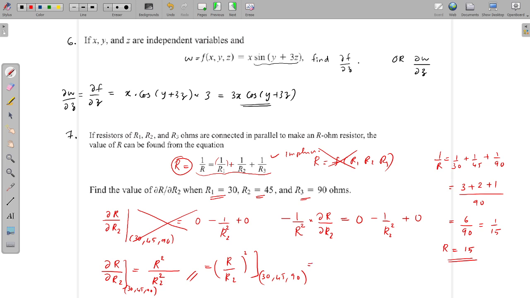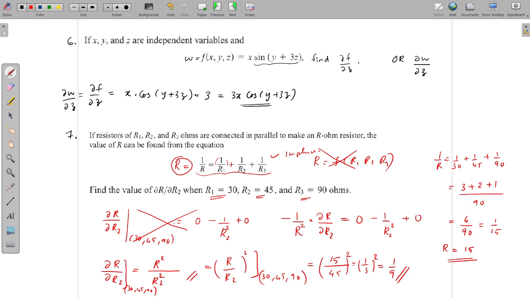Now this takes the form 15 divided by R2, which is given as 45. So 15 by 45 whole squared. What is 15 by 45? That is 1 by 3. 1 by 3 whole squared is equal to 1 by 9. So this is the value of the partial derivative of R with respect to R2 at the point 30, 45, 90.